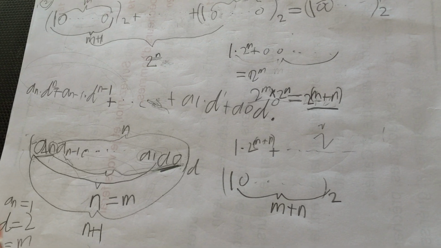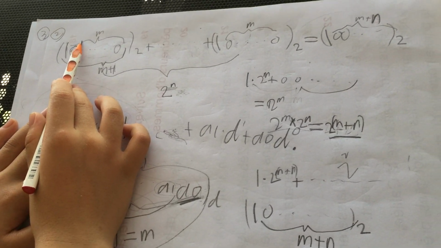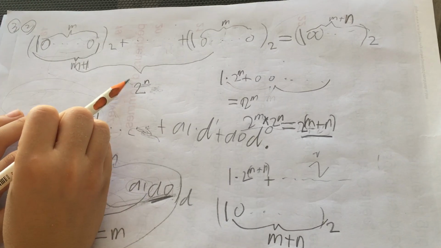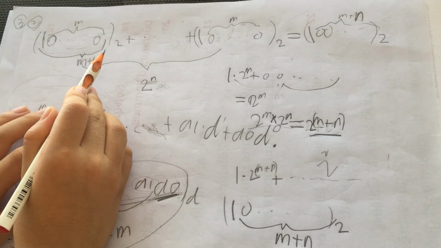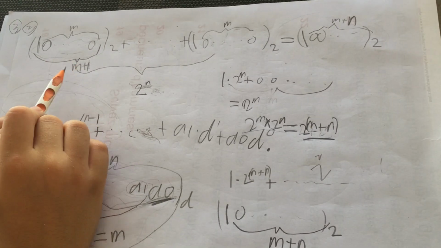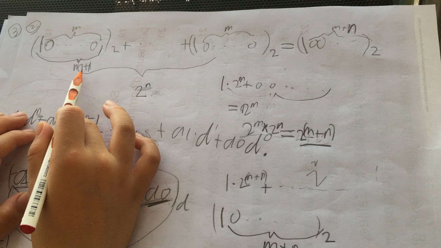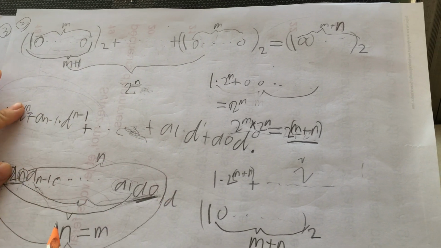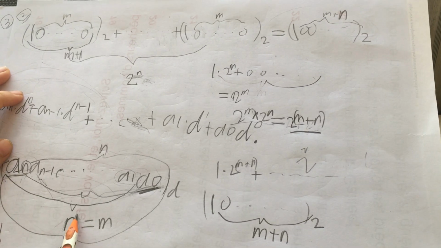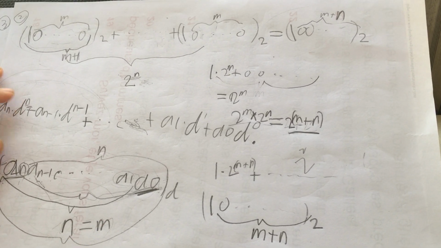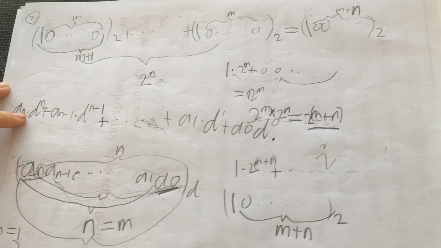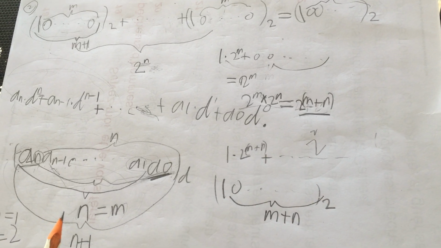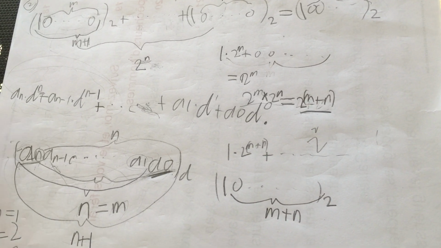Back to this one. There are zeros in here, or shall I say coefficients. So here altogether there are m plus 1 coefficients, or numbers. So this means that n goes to m, because they mean the same thing. They have the same coefficients in the notation form.